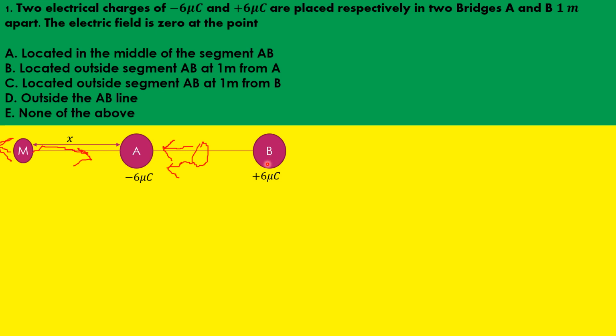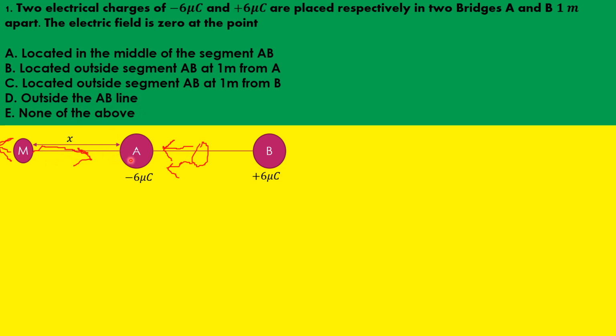So you notice that though these forces are opposite in direction, there's no point along this line, even outside of AB, where we're going to get these two electrostatic forces of attraction and repulsion being equal to each other, because of this difference in distances. So it's not possible. So you look through the answers: located outside AB at 1 meter, that's not true. Outside the line AB, okay, so this one is a bit ambiguous.